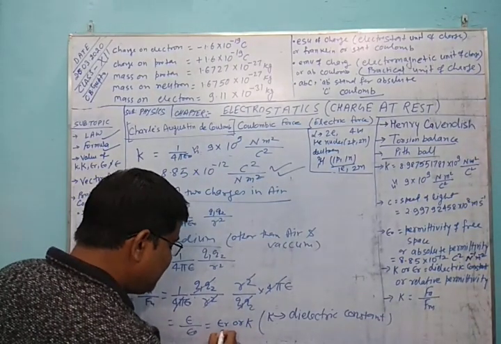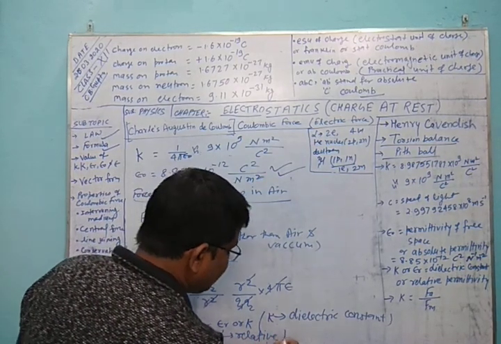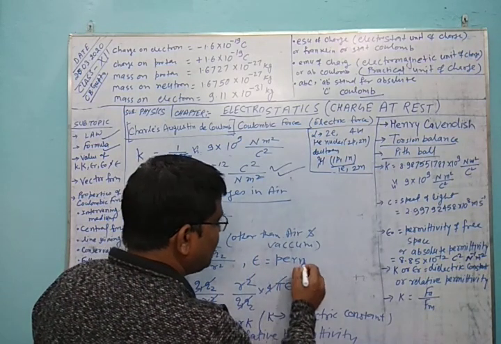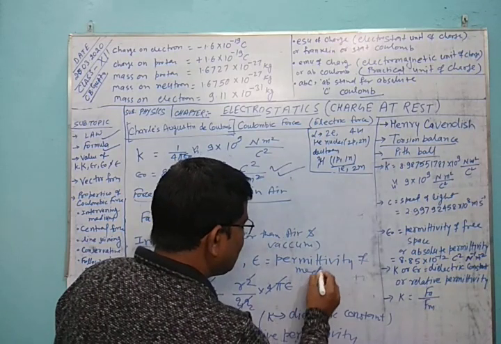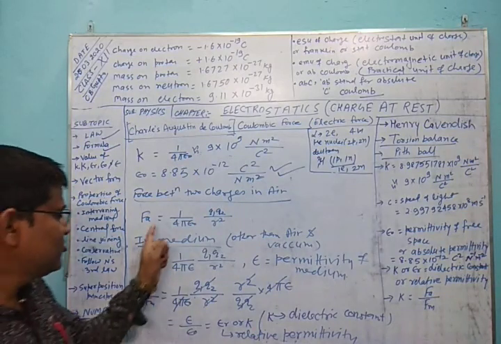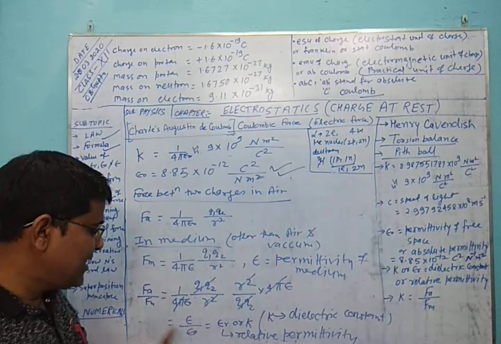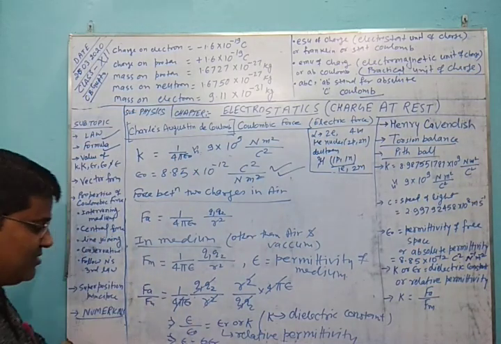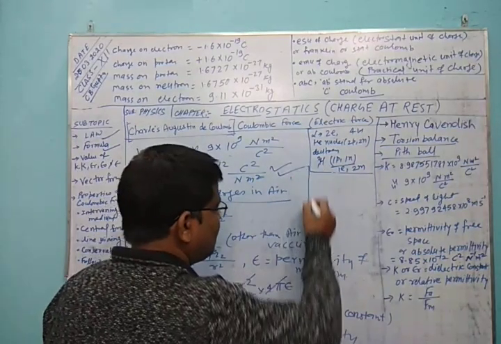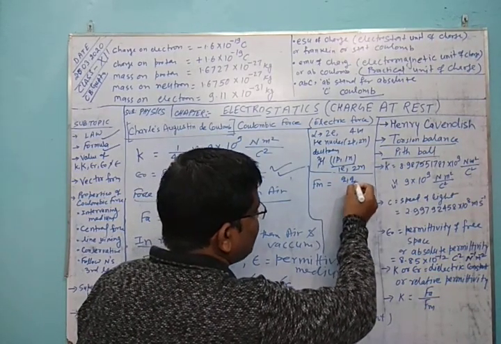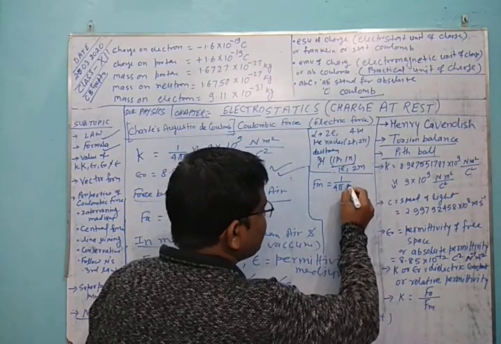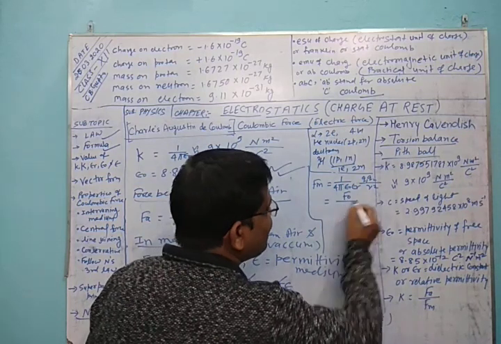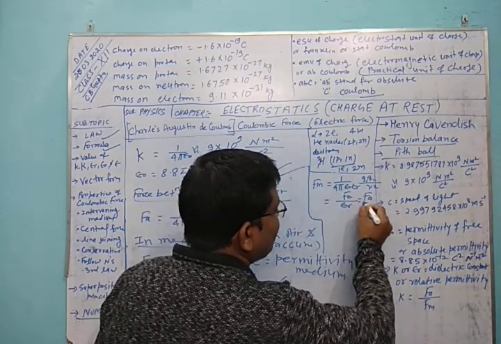And epsilon r, the name is different, is relative permittivity, and epsilon is the permittivity of the medium. Very simple thing. This is the force in air, this is the force in medium, and the ratio is known as relative permittivity, epsilon by epsilon naught. It means epsilon is equal to epsilon naught epsilon r. So Fm is 1 by 4 pi epsilon naught epsilon r Q1 Q2 by R square, which means the force in air divided by epsilon r, or force in air by the dielectric constant.